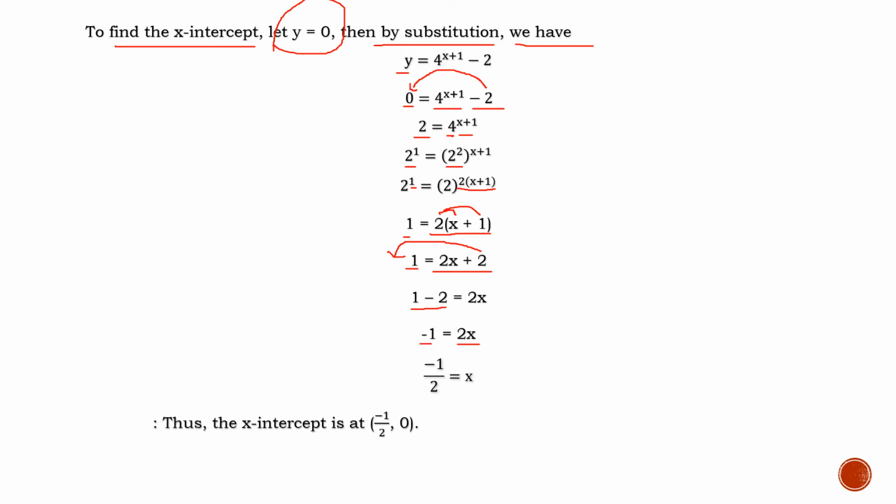We copy the 2x. For us to get the value of x, we simply divide the entire equation by 2, to cancel the numerical coefficient on the right side of the equation, which is 2. So x is now equal to negative 1/2. Meaning, the x-intercept is (negative 1/2, 0). Again, it's automatic that once you're dealing with the x-intercept, your y is always equal to 0.